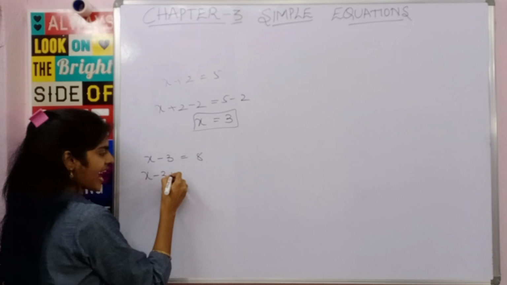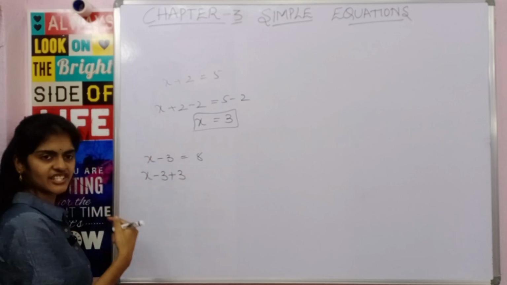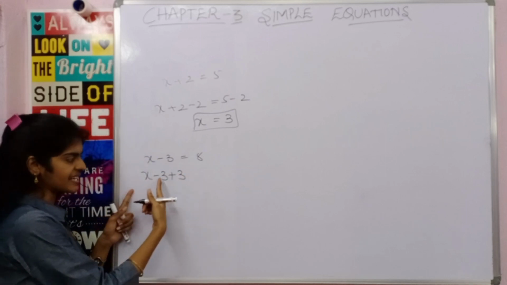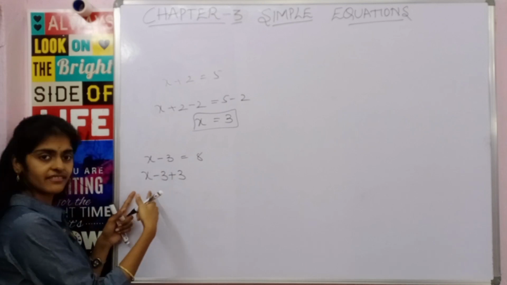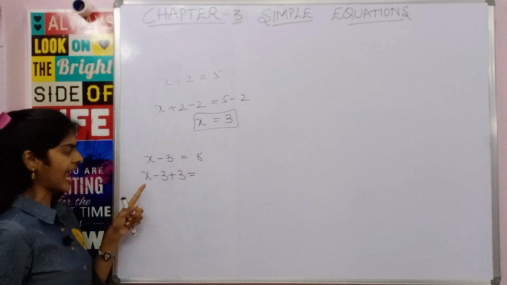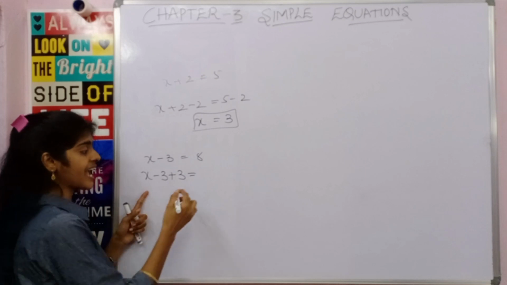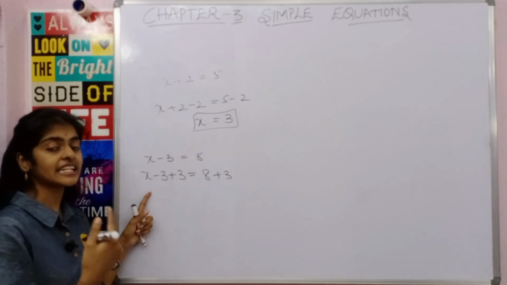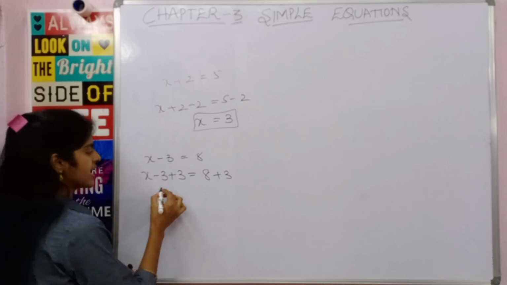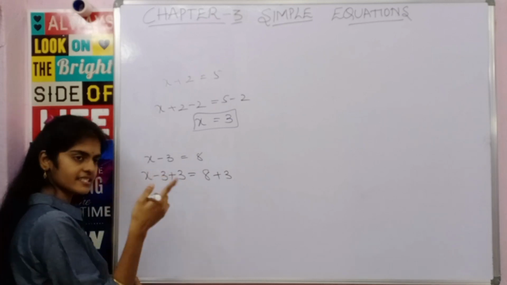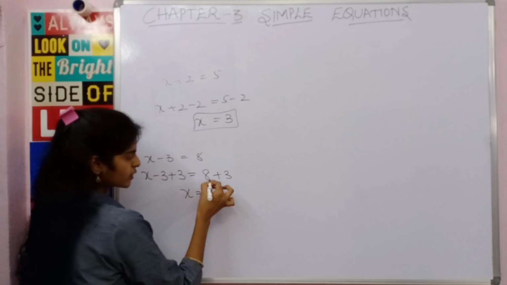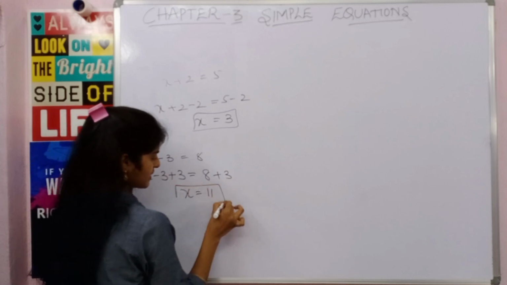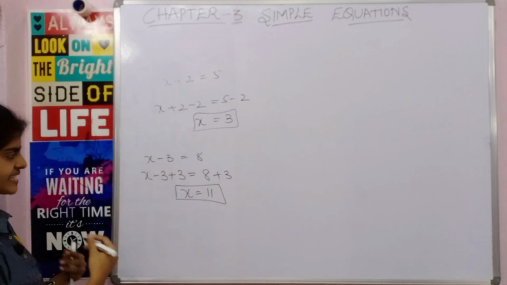So if I add 3 to this LHS, will I get the value of x? You see, minus 3 plus 3 is 0, so I'll get the value of x. Since you are adding 3 to LHS, you should also add 3 to RHS as we have learned, so that the equality holds good. Clear? So x minus 3 plus 3 is 0, so x plus 0, x equal to 8 plus 3 is 11. Clear? Now let us take another example.